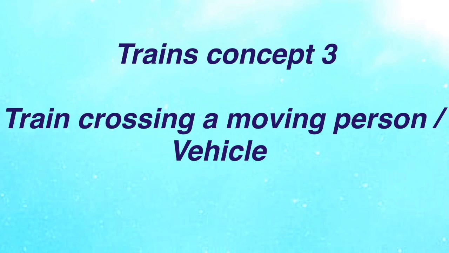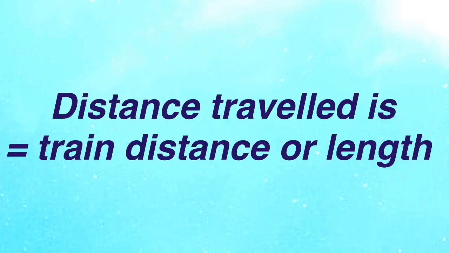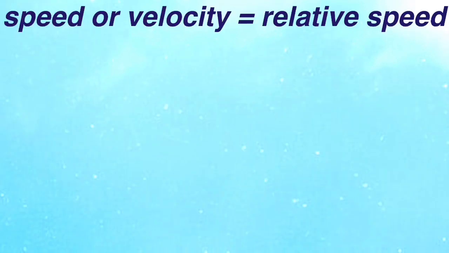Train crossing a moving person or vehicle. Here distance travelled is the train distance or length. And here speed or velocity is relative speed. So first of all, what is relative speed?